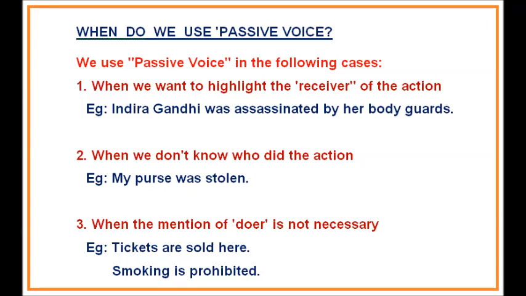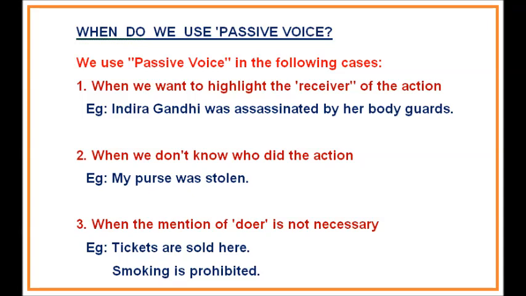But here we are interested in Indira Gandhi, not in bodyguards. Her bodyguards are not important for us. She is important for us because she was our Prime Minister. So we start the sentence with Indira Gandhi, that is the receiver of the action. When we place the receiver of the action under subject, we call it is in passive voice.